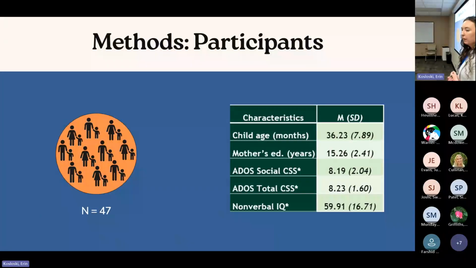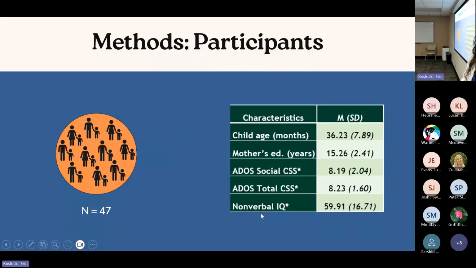And to characterize the sample a little bit, on average, the child's age was 36 months, so right around 3 years. This sample was cognitively and linguistically delayed on average, with high levels of autism symptomatology. So we have here the Autism Diagnostic Observation Schedule, the social subset and the total score. This is their calibrated severity score, so just their overall score. For that test, a score of 8 indicates high levels of autism symptomatology. So we see that for both their social and their total scores, they're at that 8 on average.